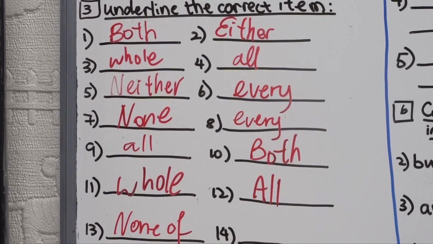Number 14, I don't like either or neither of these coats. Here we have a negative, right? I do not like. When we already have a negative, we can't use another negative. So neither is cancelled out, so it should be either. I don't like either. And this is a choice, right? Either or. All right.